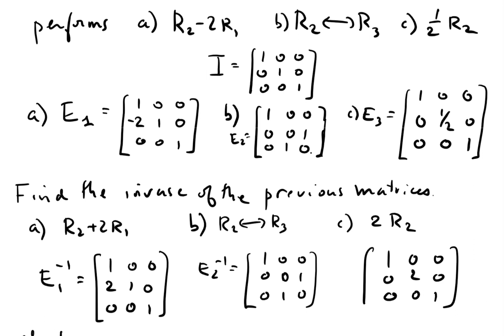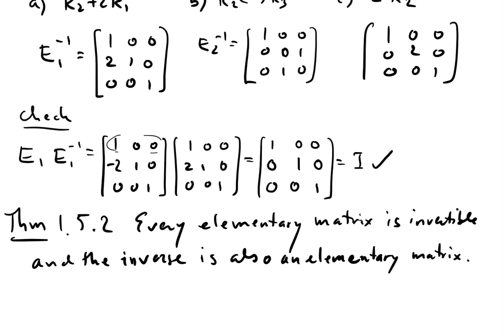So that explains the following theorem, which says that every elementary matrix is invertible and the inverse is also an elementary matrix. And again, that's just because the inverse of a row operation is another row operation. That's it.